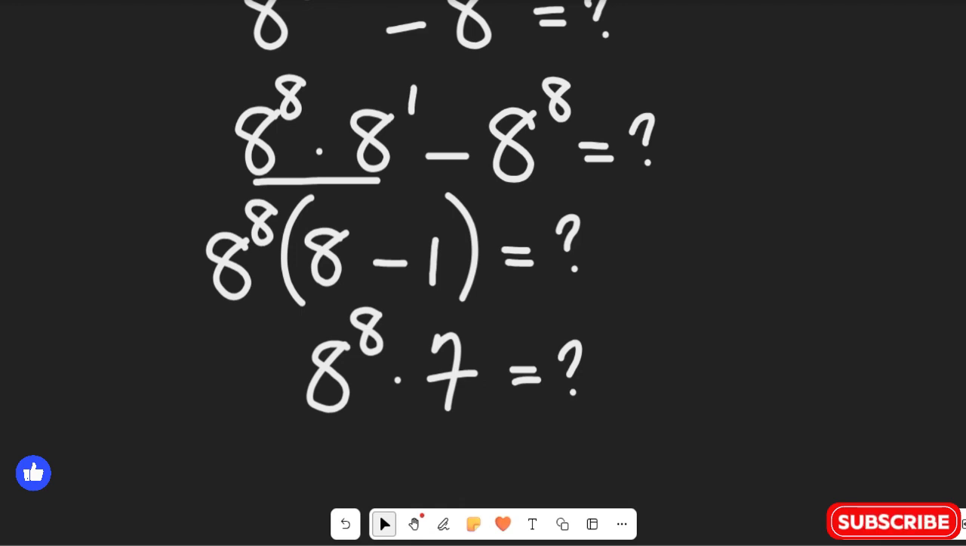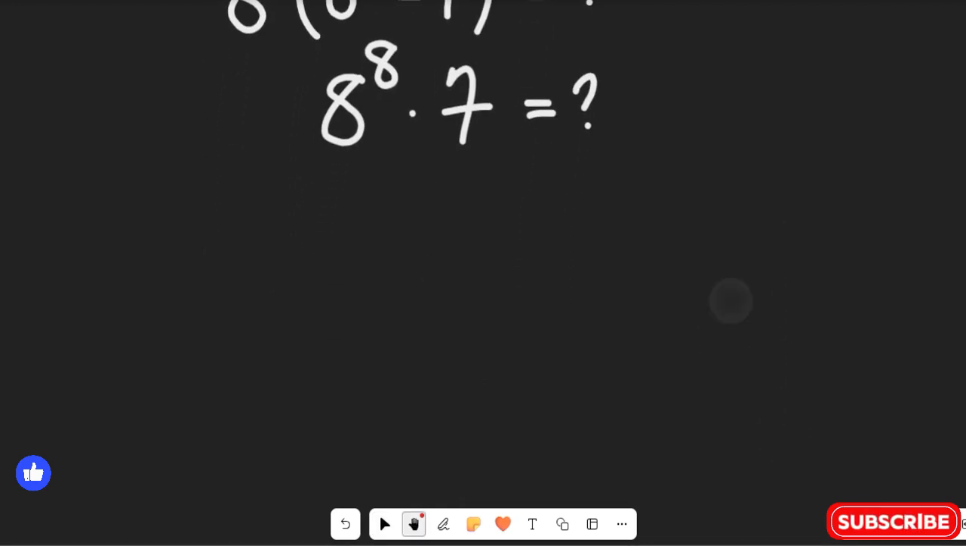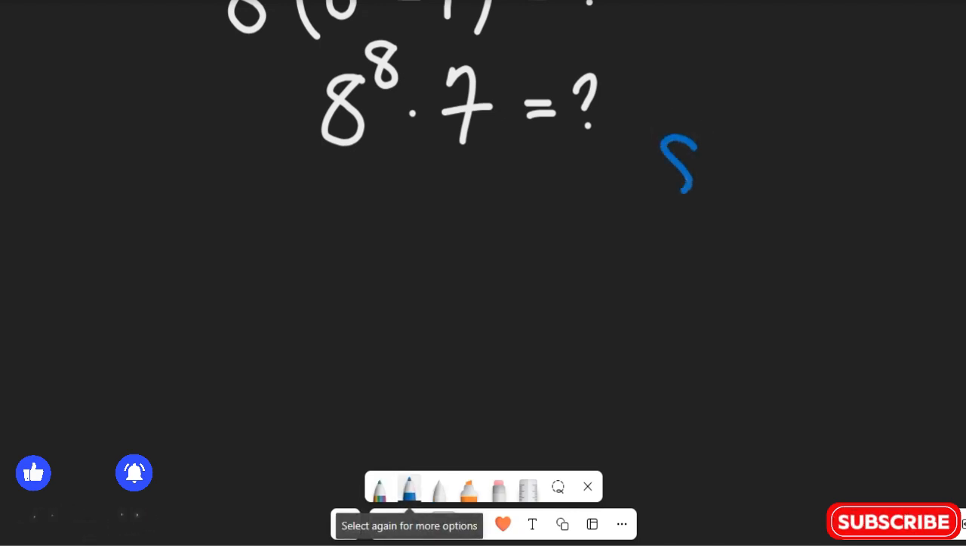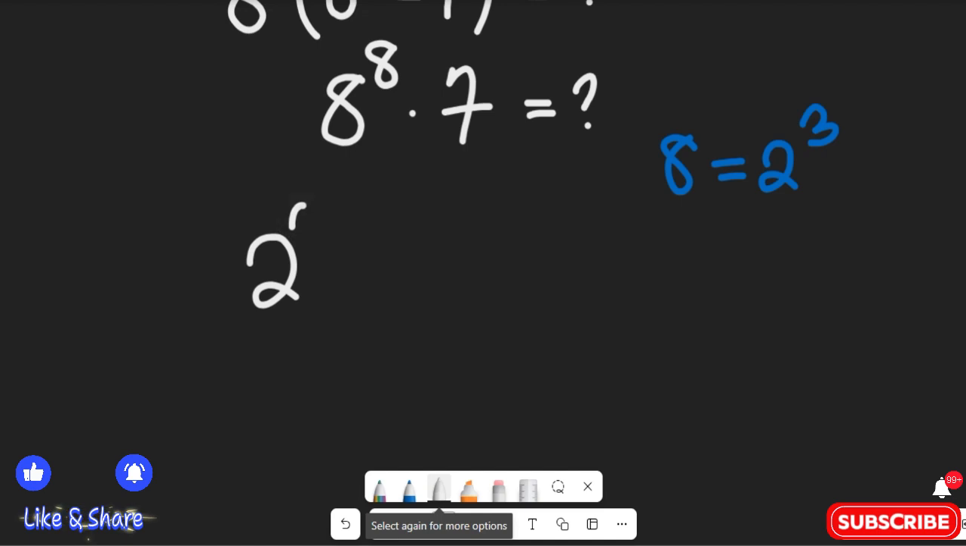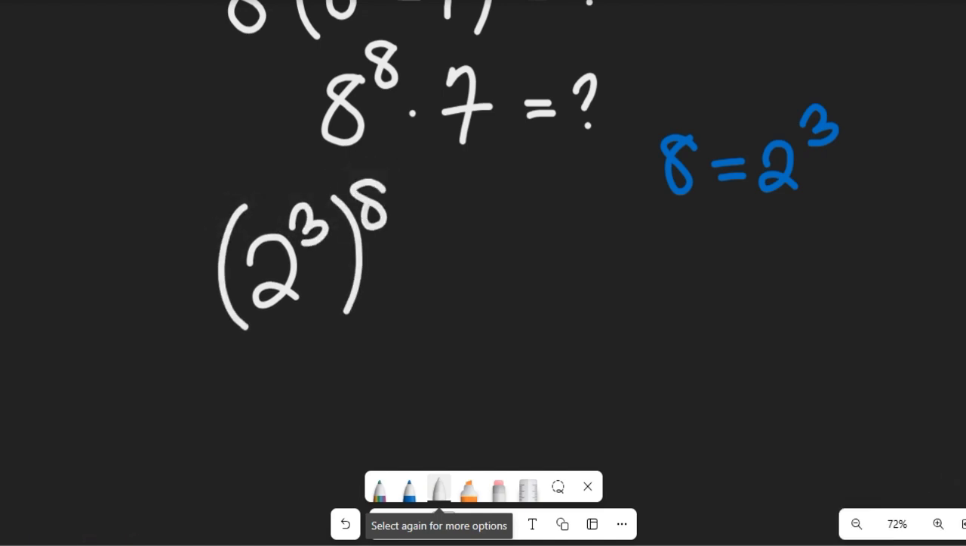From this point now, I want you to draw your mind back to a law of indices. And I'm going to break this down before we apply that law of indices. The value of 8 can be equal to 2 to the power of 3, right? So at that point, I can say I'll have my 2 to the power of 3 all to the power of 8 multiplying 7, and this will give me what?